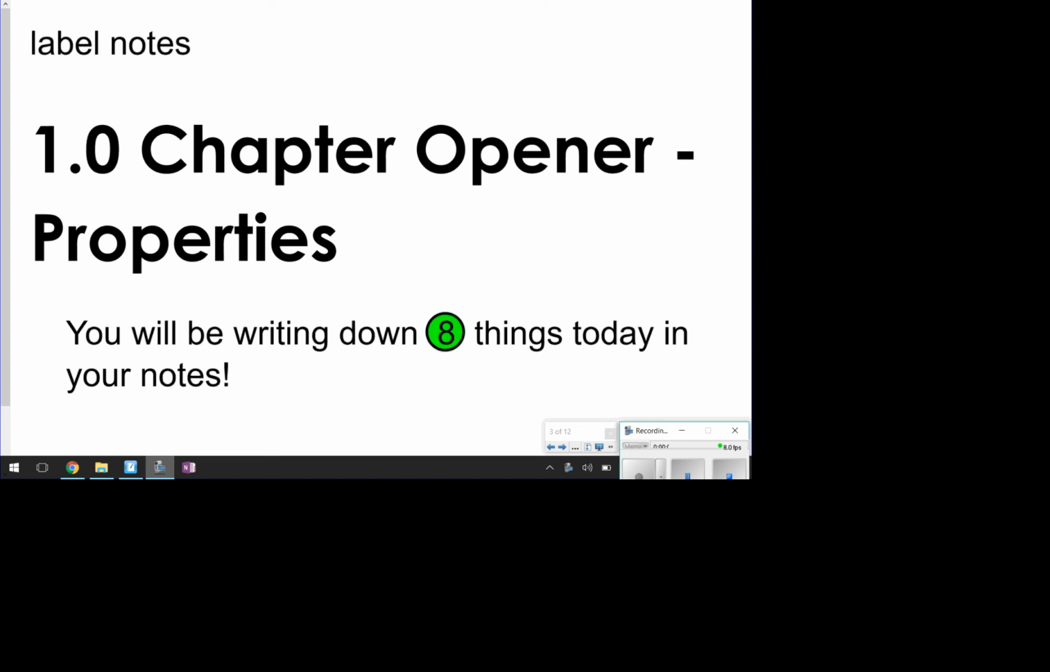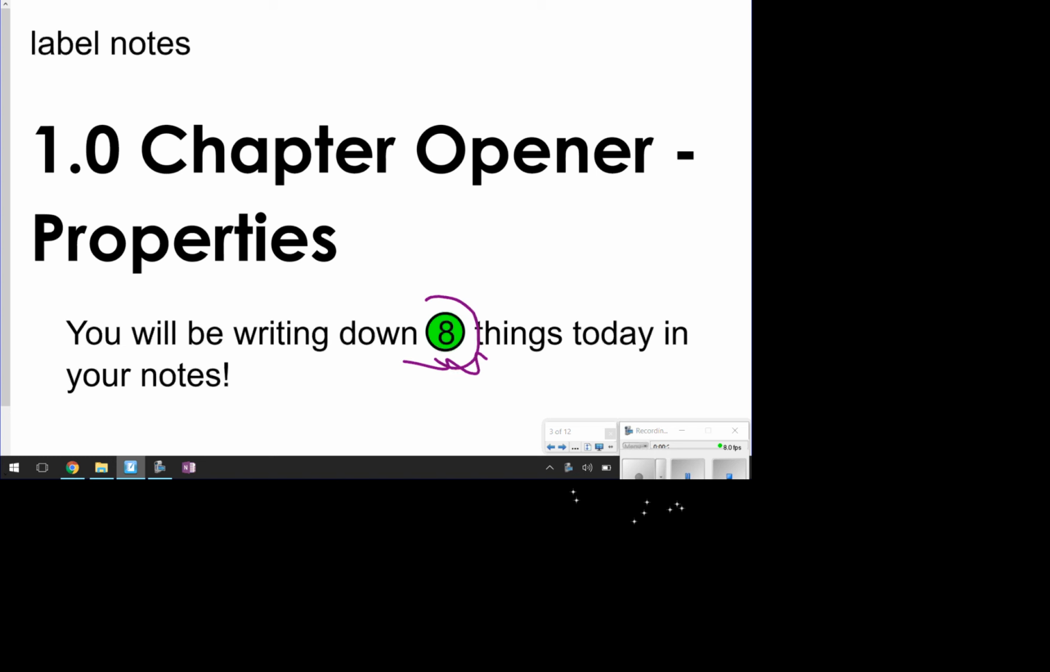Today we're going to be talking about our first lesson, Lesson 1.0, Chapter Opener. We're going to be talking about different properties today, so we will be writing down a few different vocabulary terms. Make sure you have 8 things written down in your notes for today. We are going to start by going onto the first page and looking at our first property.